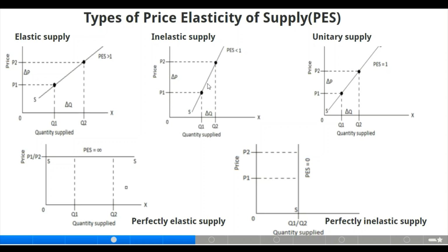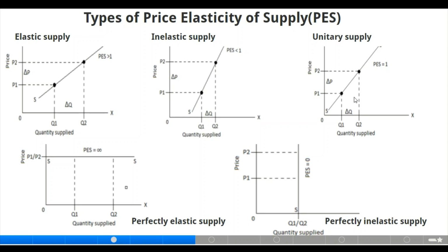Moving to inelastic supply, where the quantity supplied changes by a smaller percentage than the change in price, as it is illustrated in this inelastic supply. In this case, our price elasticity of supply will be less than 1. Related to the answer we just got earlier, the PES is inelastic supply.